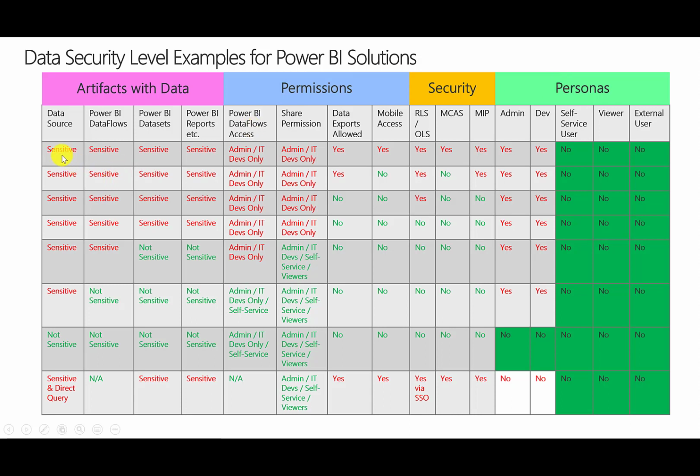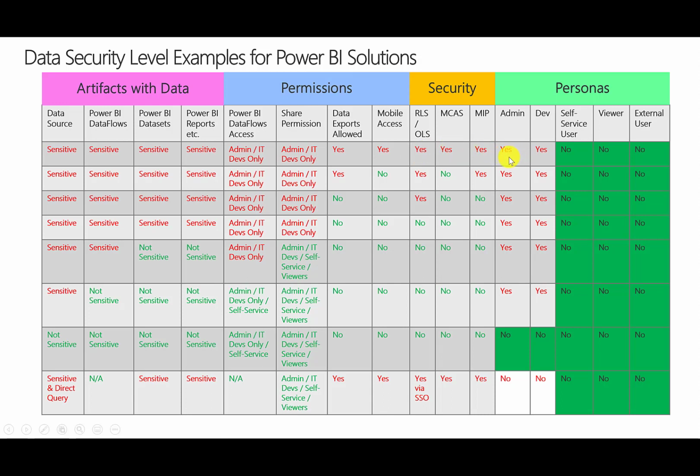So if we look at the top option, with this option, there is sensitive data at the source. There is sensitive data that's been added to data flows. Then the data sets also have sensitive data, and therefore the reports are also going to have sensitive data. From a permissions perspective, the admins and the IT developers are the only folks who can access data flows. Likewise, they're the only folks who can share content. Now, despite the sensitive data, you can still allow data exports and secure accidental sharing using Cloud App Security and Microsoft Information Protection. Additionally, row-level security can ensure that the right users see the right data.